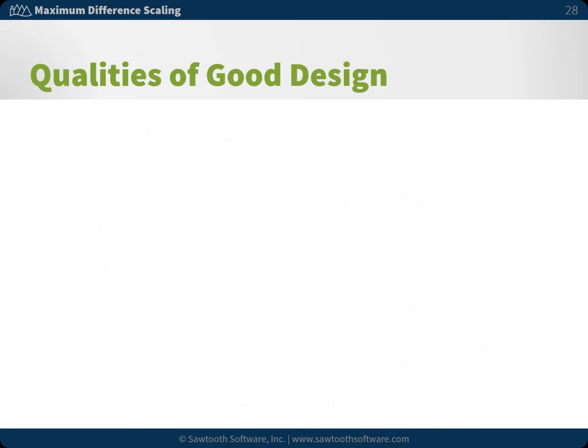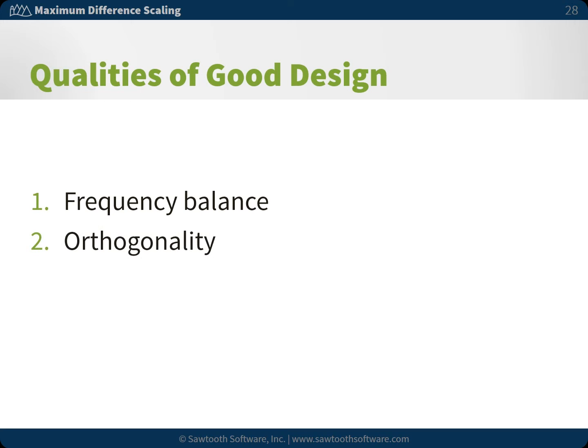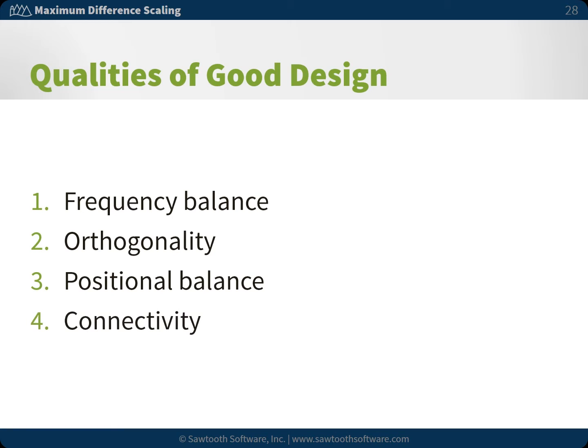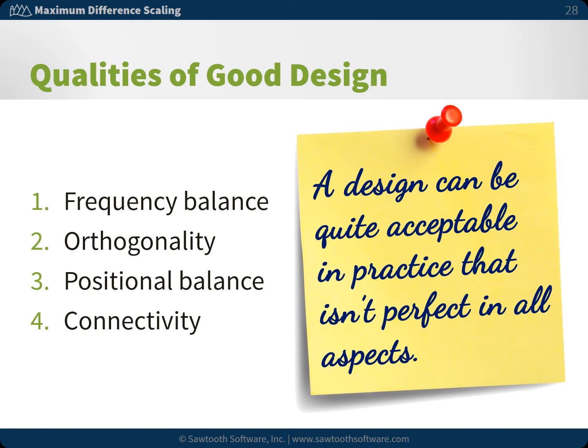You know you have a really good design when the following qualities are present. First, you have frequency balance, which means that each item appears an equal number of times. Second, you have orthogonality, when each item appears an equal number of times with every other item. We also call this independence. Third, you have positional balance, when each item appears an equal number of times in the first position, second position, third position, etc., in the set. And fourth, you have connectivity, when items are connected to all other items for each respondent via a chain of inequalities. However, please keep in mind that a design can be quite acceptable in practice that isn't perfect in all aspects.